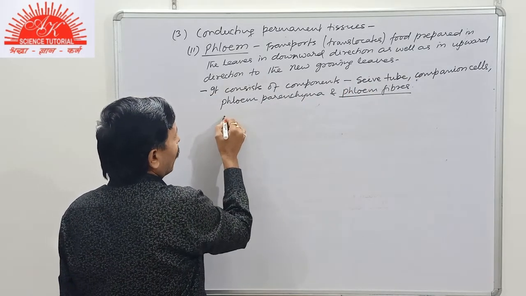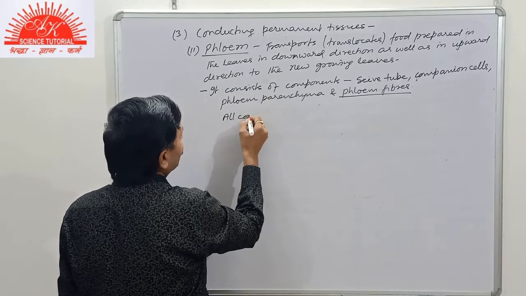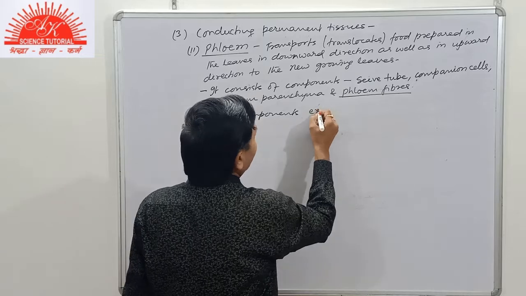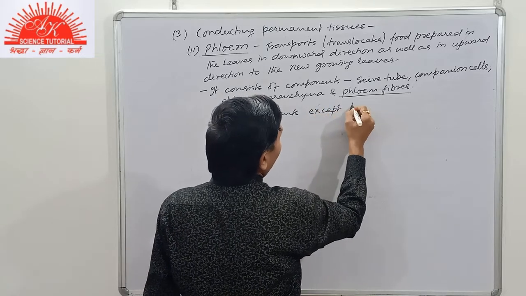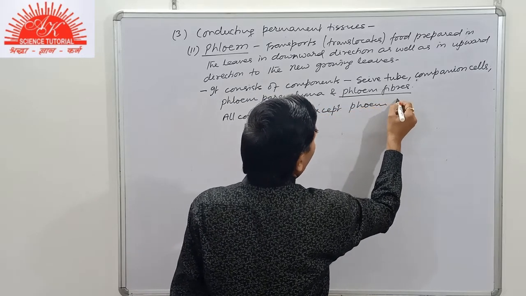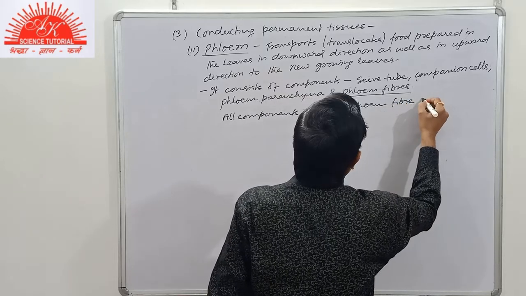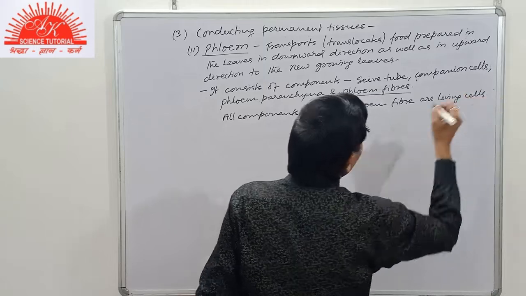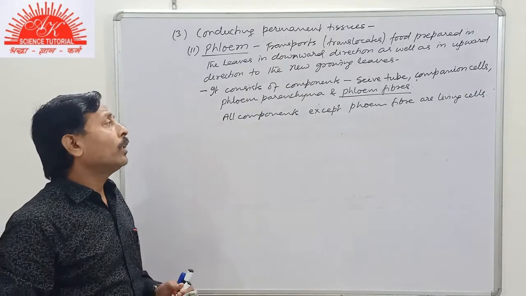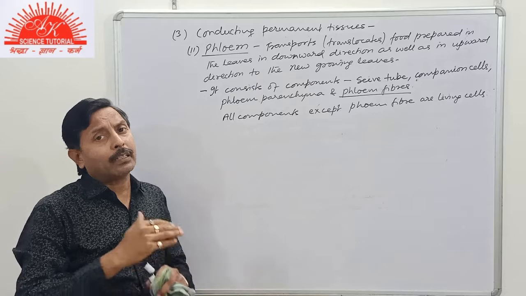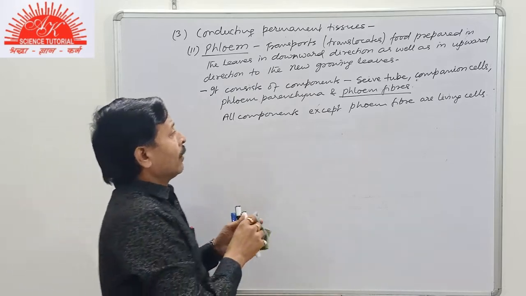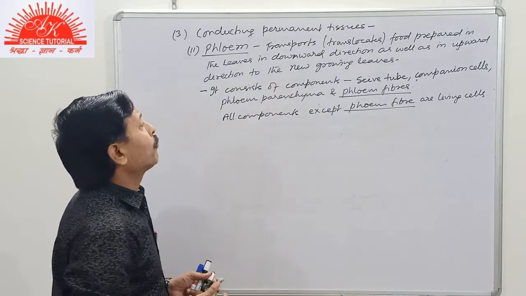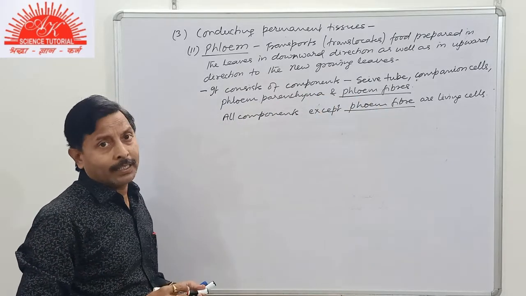Now, except phloem fiber, all the 3 components are living cells. So in xylem we have seen that only xylem parenchyma was living and others were dead, but this time phloem fiber is the dead cell only and all the other components of phloem are living cells.